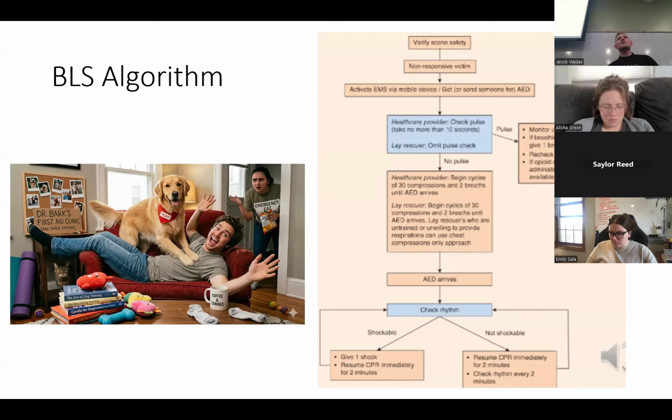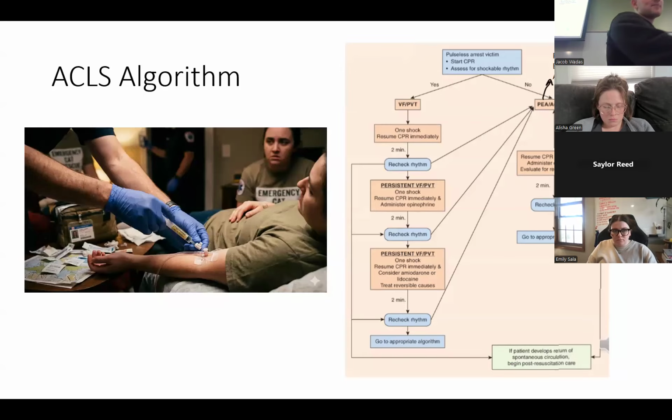What are the two kinds of rhythms that we shock? VFib, VTAC. Very good. Remember, it's always the ventricle. Never shock anything in the atrium. She said not asystole too. Right, you don't shock asystole.